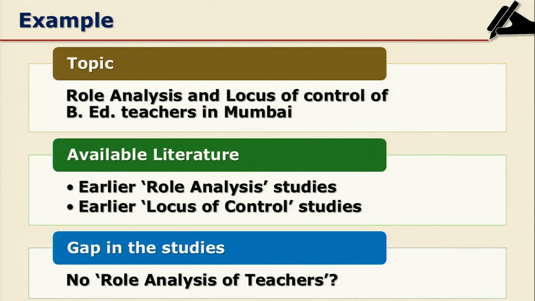So you are looking into earlier role analysis studies. You will also look into earlier locus of control studies and then decide what is not done. So this is the gap. No role analysis of teachers is done. If that is the case, then you are taking up this topic for research. There may be ample studies on locus of control, but there may not be any study trying to find out the relationship between role analysis and locus of control. And that's why your topic can be a unique one. So the literature review will help you in this way through gap analysis.